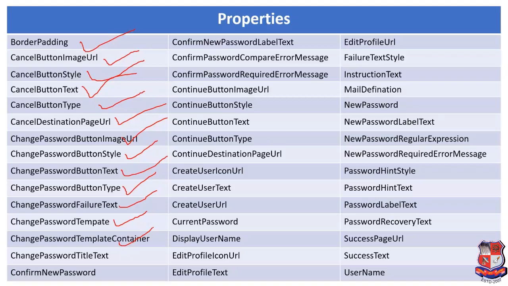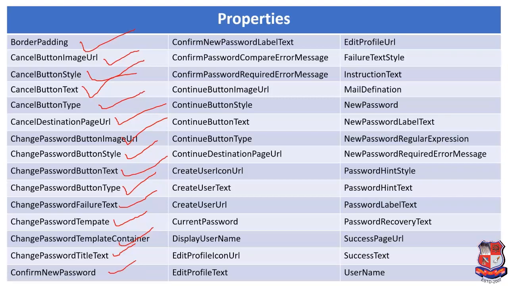It is used to get the container that a change password control used to create an instance of the change password template. Next is change password title text. It is used to set or get the text displayed at the top of the change password control in the change password view.